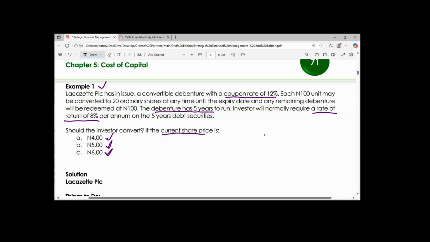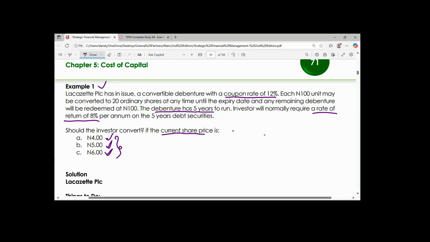Therefore, I need to compare the redemption value with the conversion value at 4 naira, 5 naira, and 6 naira. At any price at which the conversion value is higher than the redemption value, that is the price at which the investor should convert.